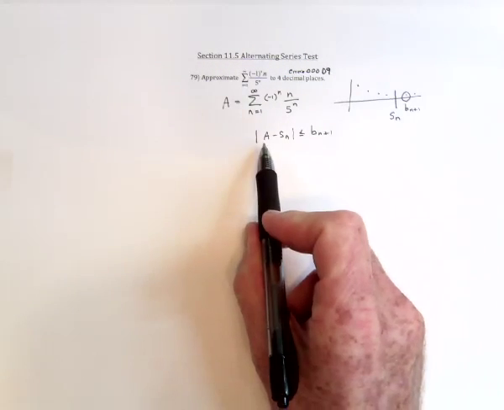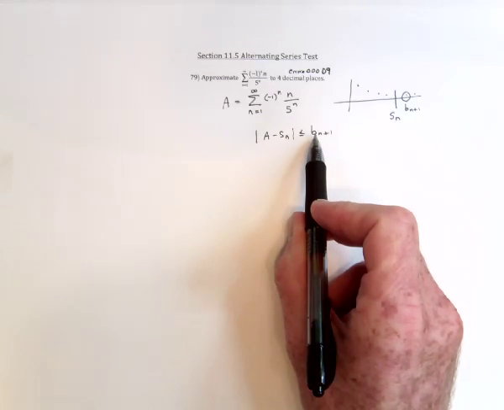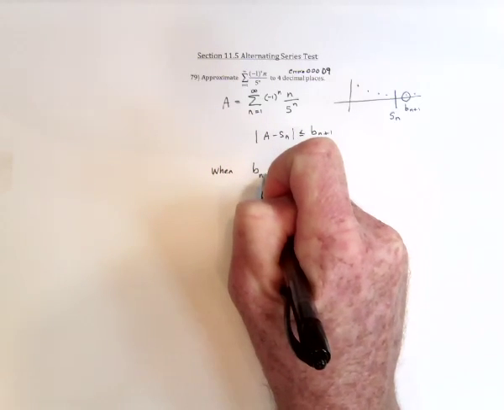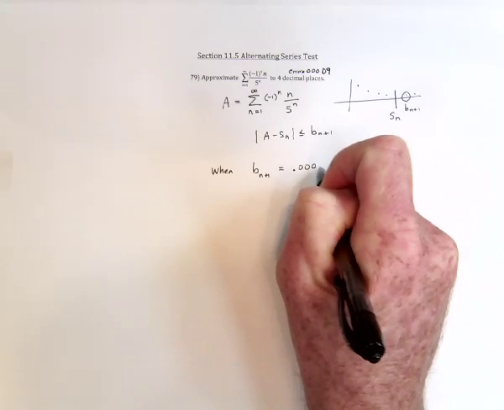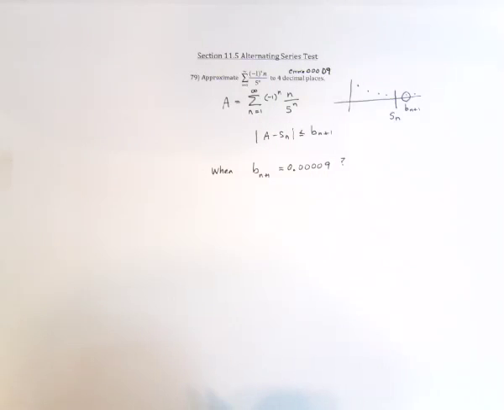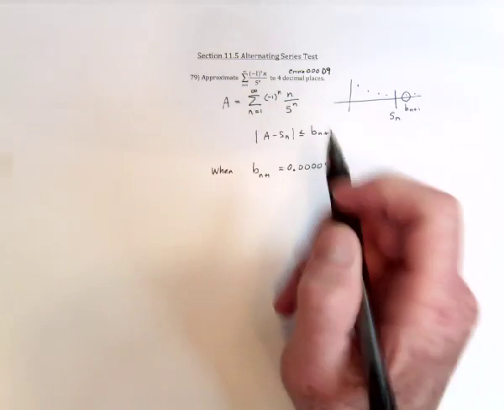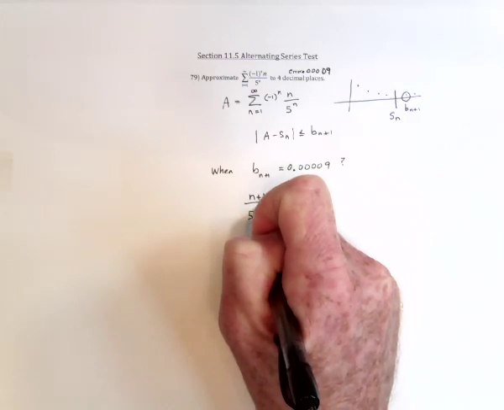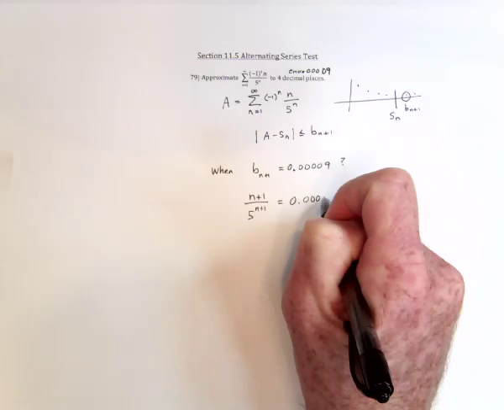Well, this is saying how much are you off by? It's going to be at most that much. So in other words, this is the error. So the next thing to do is say when is b sub n plus 1 equal to 0.00009. Well, b n plus 1 means go to this thing right here and substitute an n plus 1. So you have n plus 1 over 5 to the n plus 1. When does that equal 0.00009?